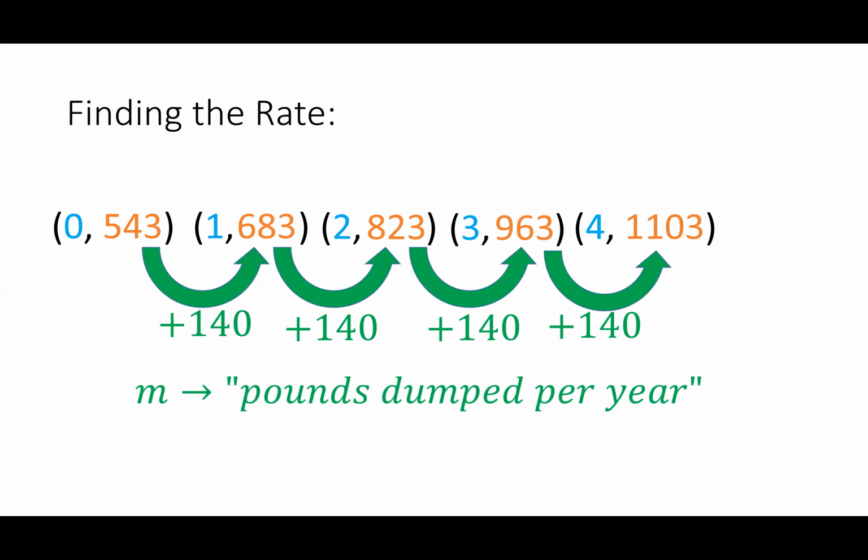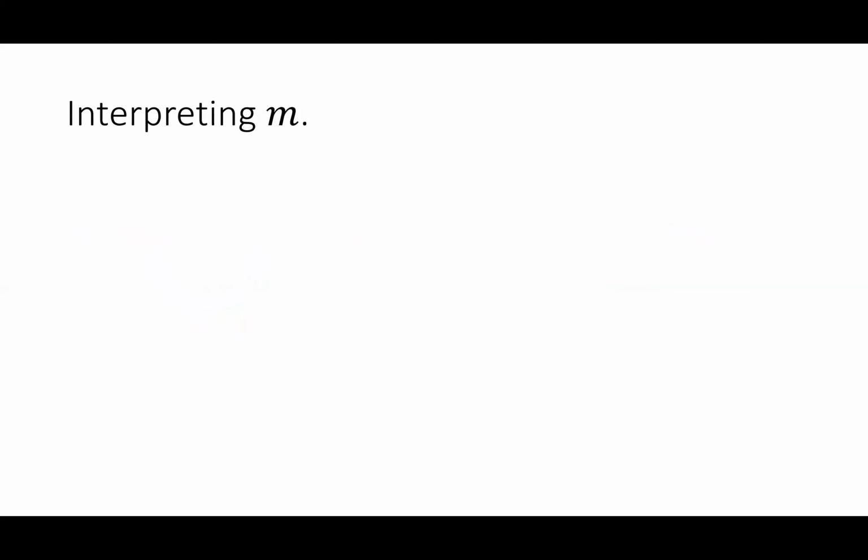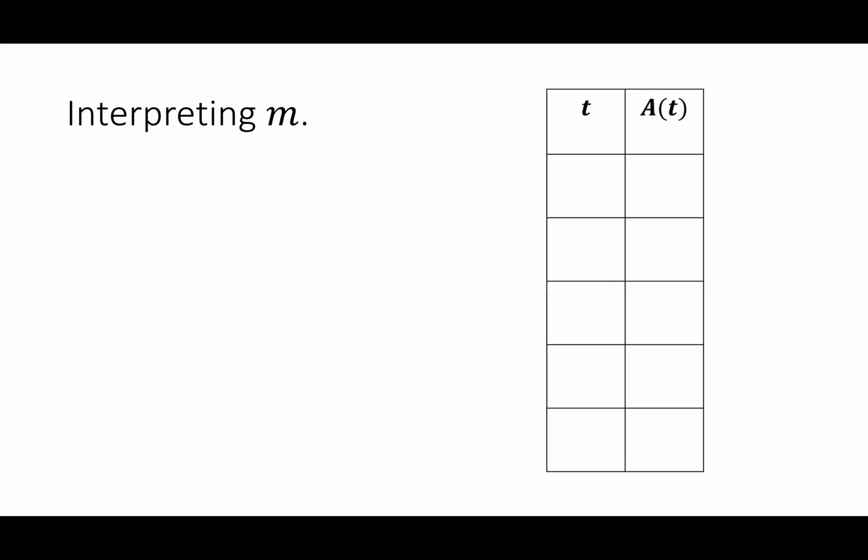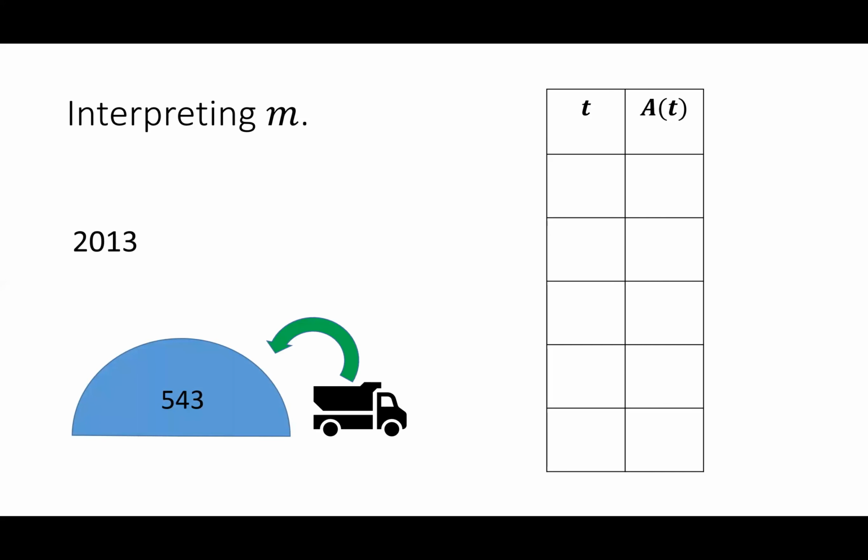M is going to signify the number of pounds dumped per year. And now let's interpret M. What does this mean in context? So we're going to start in the year 2013, I'm sorry, I got the whole thing wrong. So 2013, we've got 543 pounds dumped. So t at 0, that's the year we started, 543 pounds.